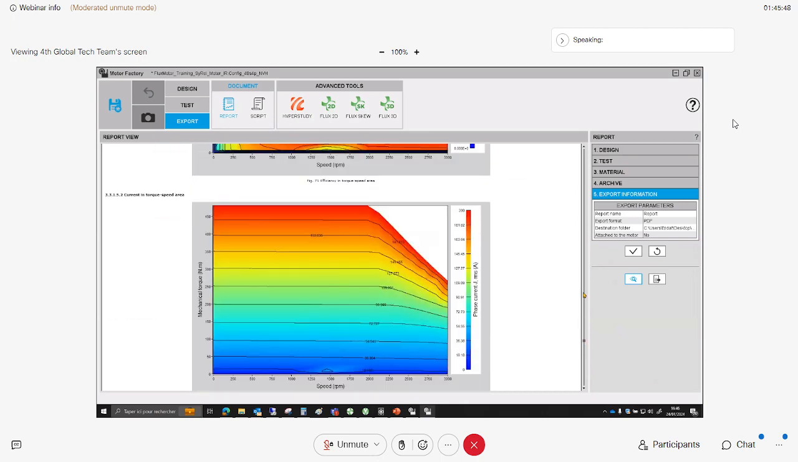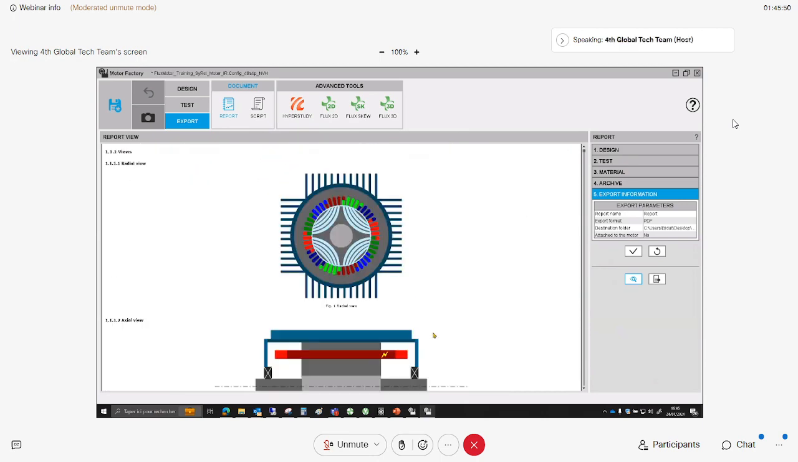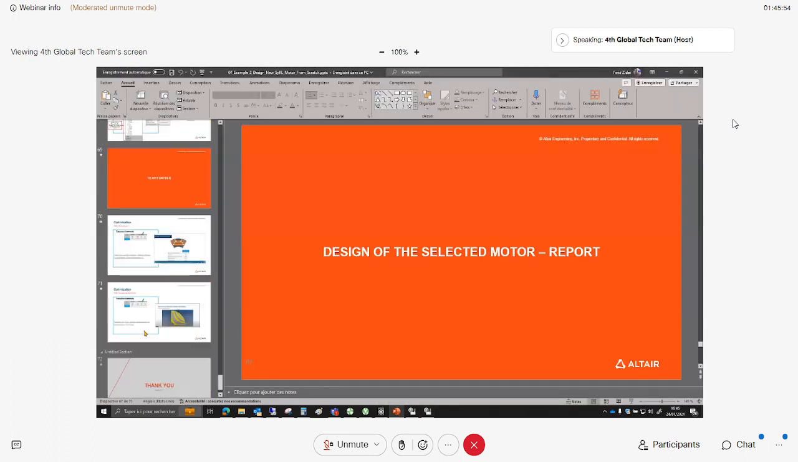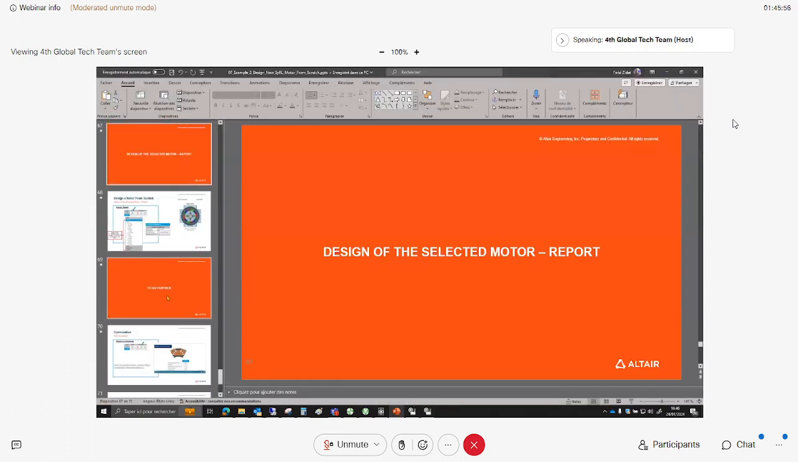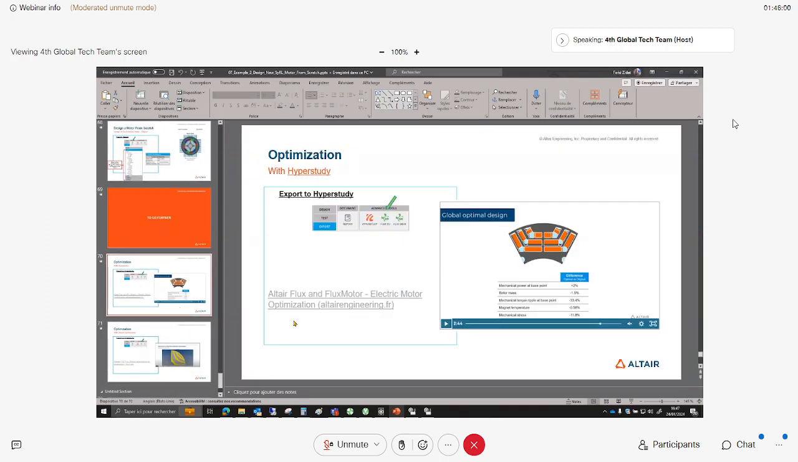Okay, really a complete report for your own usage. Yeah, so I told you that there is room for optimization.